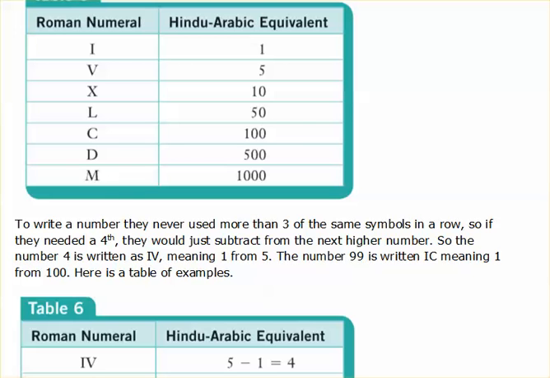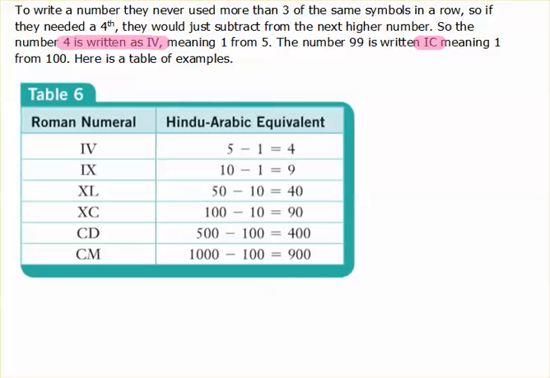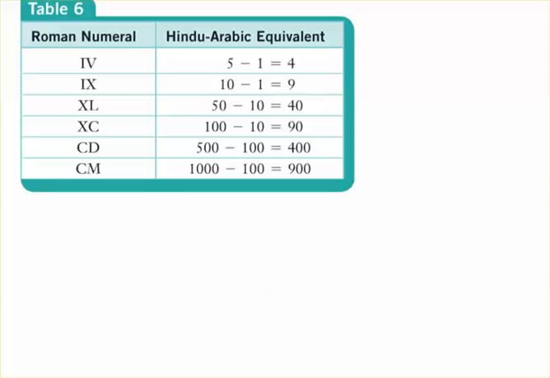So in that case, which I'm sure you guys are familiar with, the number 4 is written as IV, because it's 1 less than 5, meaning 1 from 5. So the number 99 would be written IC, meaning 1 from 100. So I put in here a table of examples so that you could see that, and I think that's kind of cool that they did that. So very interesting.